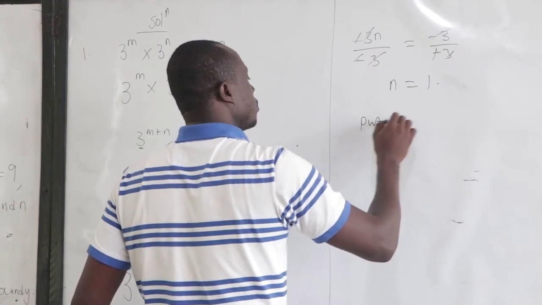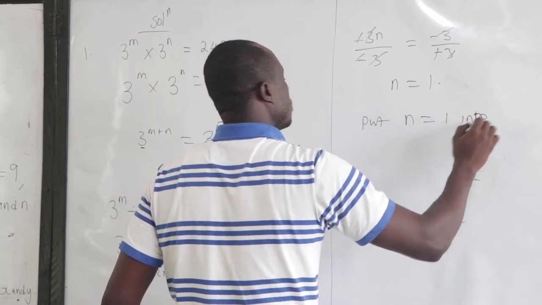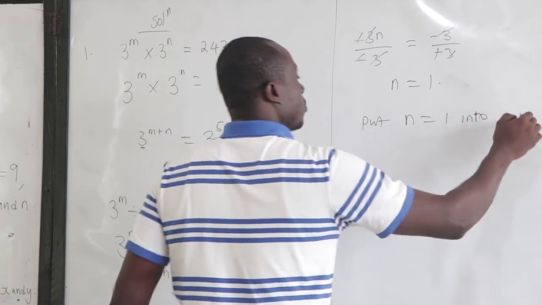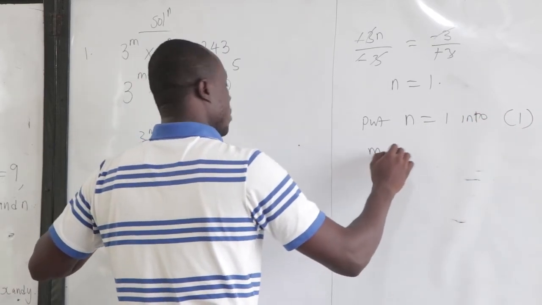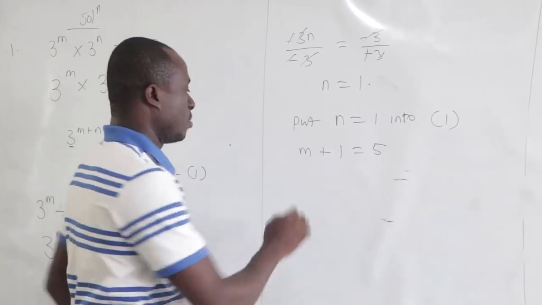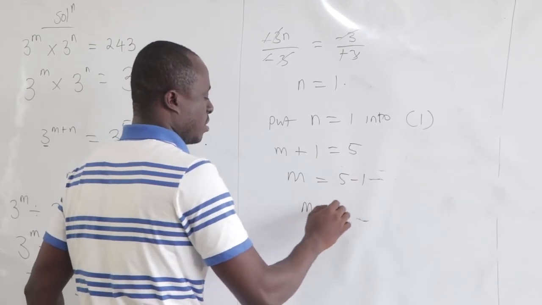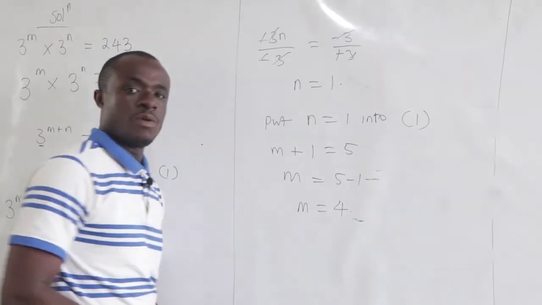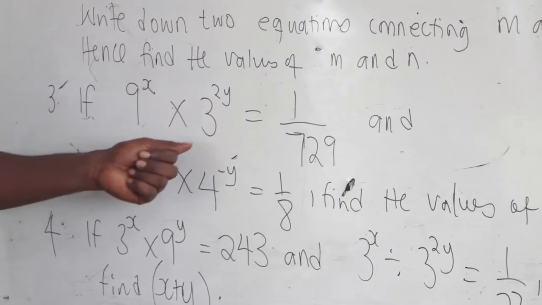So we can say that we substitute n equal to 1 into any of them, say equation 1. Now, we know equation 1 is m plus n equal to 5, so m plus 1 equal to 5. We want to find m. So we have m to be 5 minus 1. m is 4.